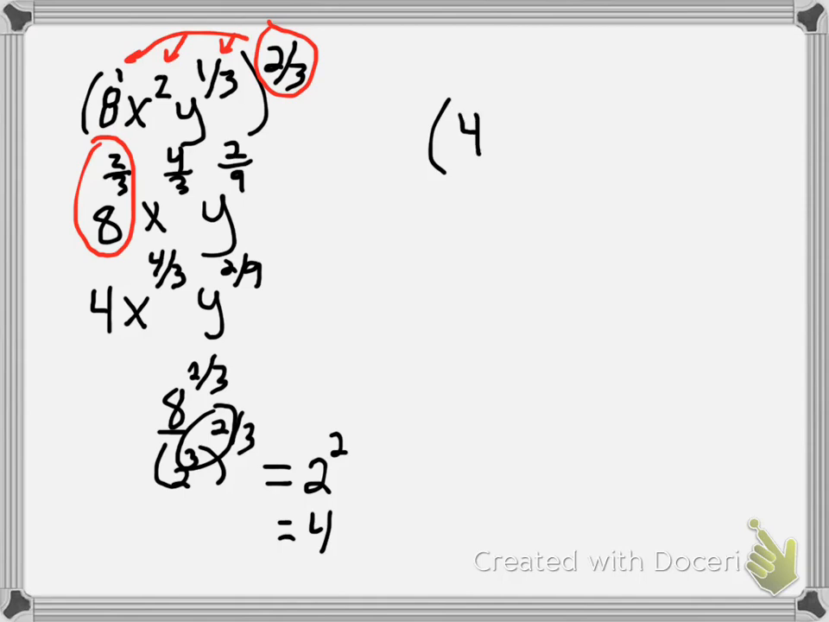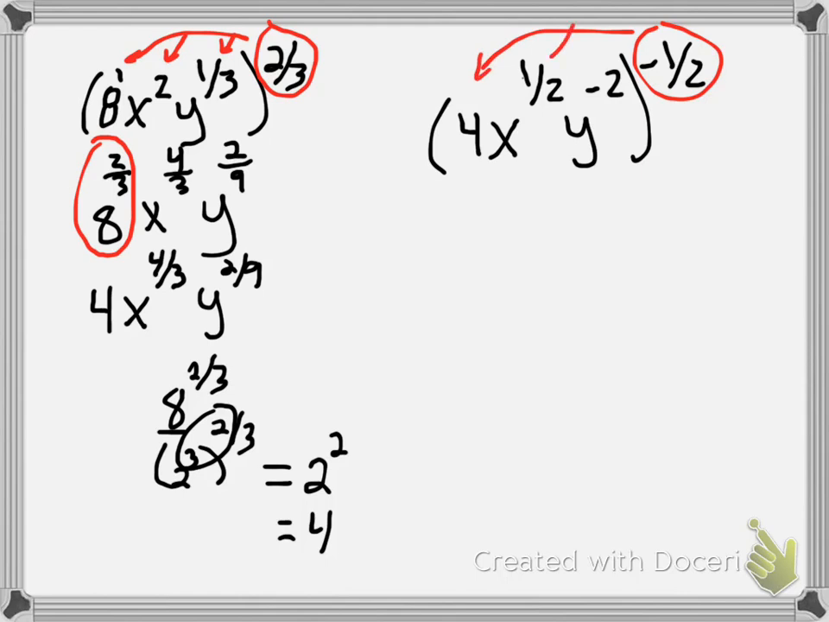So let's say a 4, x to the 1/2, y to the -2, all to the -1/2. Alright, again, I see some fractions in there, I see some negatives. I'm definitely going to want to use my exponent rules to simplify this. So I'm going to multiply this -1/2 to each of those exponents in that problem. So this is going to be a 4 to the -1/2. This is going to be an x to the -1/4. And this is going to be a y to the 1st.